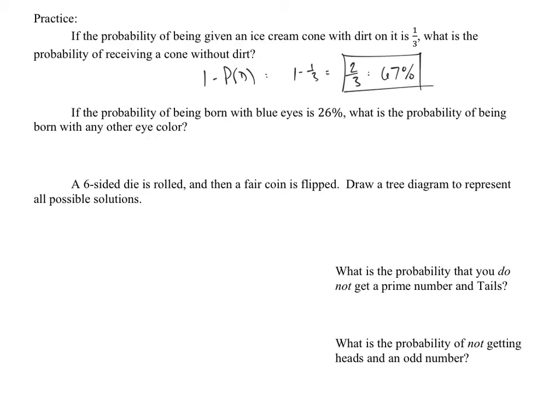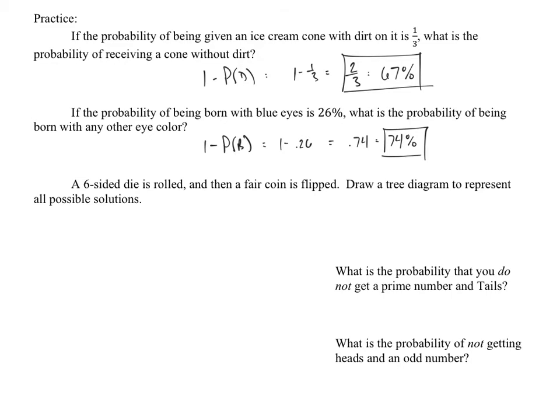If the probability of being born with blue eyes is 26%, what is the probability of being born with any other eye color? Well, any other eye color is going to be its complement. So you're just going to subtract the probability of being born with blue eyes from 1, and that's 1 minus 0.26, which will leave us with 0.74, or 74%. Okay, another application of the complement there.